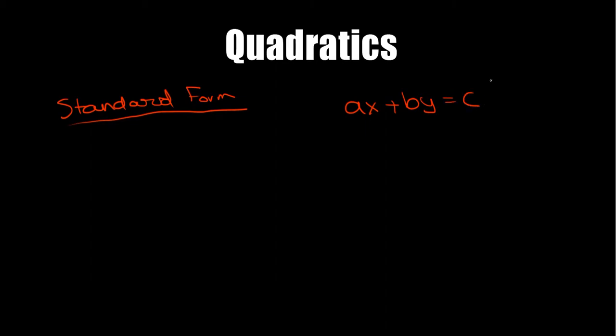So standard form. Let's just write that out. Standard form, if you remember from linear equations, is ax plus by equals c. This was our standard form for linear equations. For quadratics, it's just a little bit different. So you've got y is equal to ax squared plus bx plus c. This is your standard form of quadratic equations.